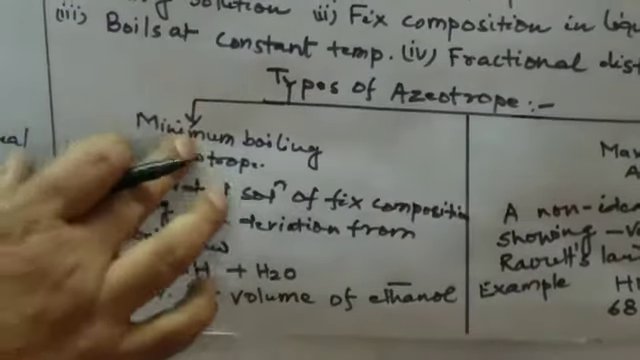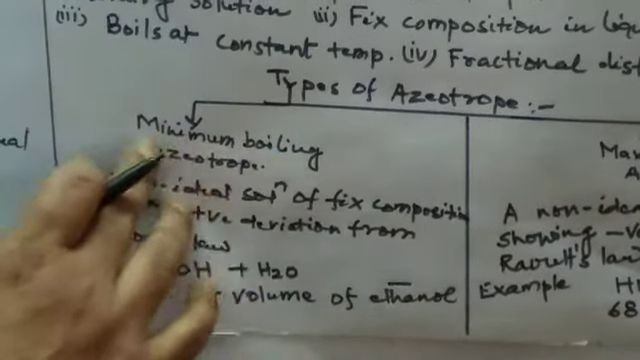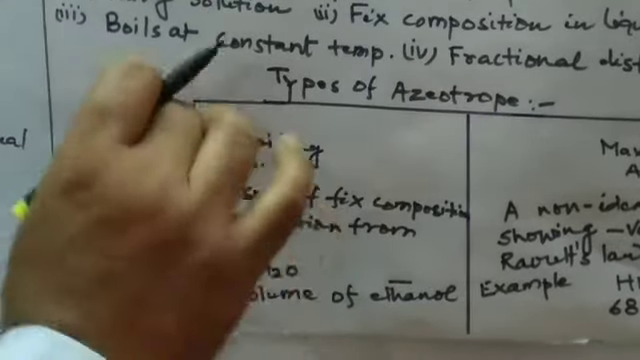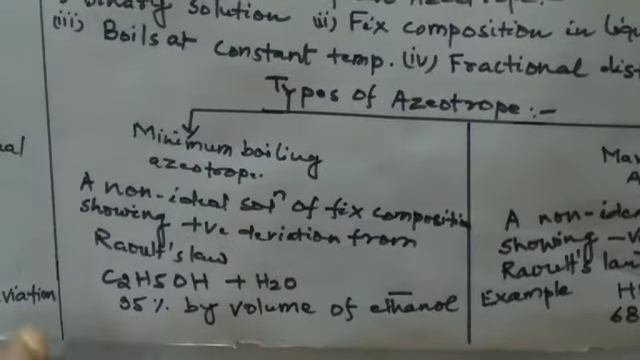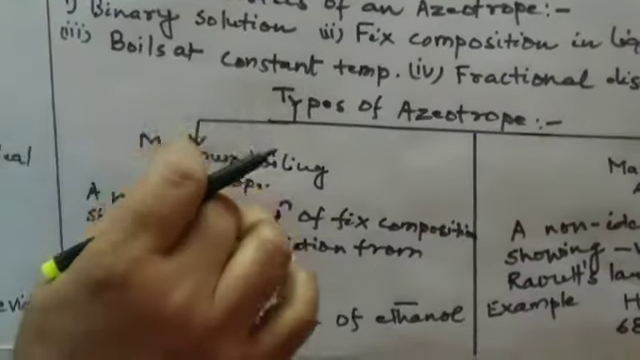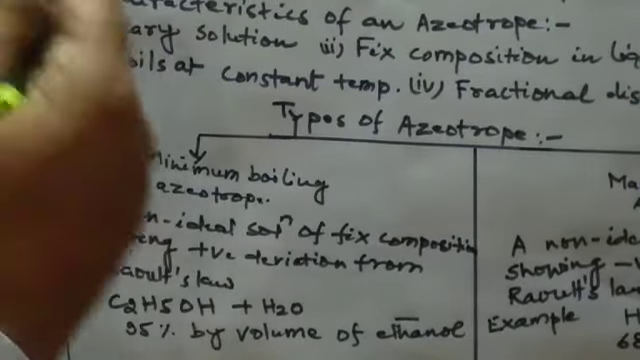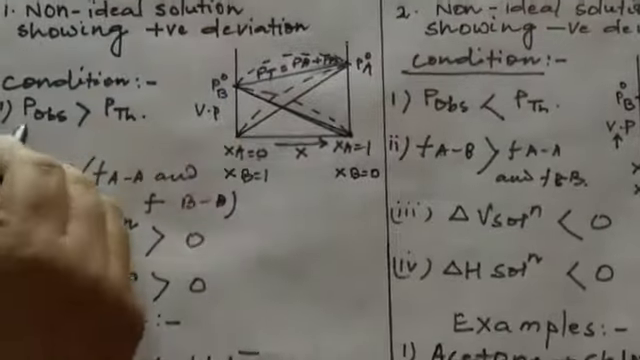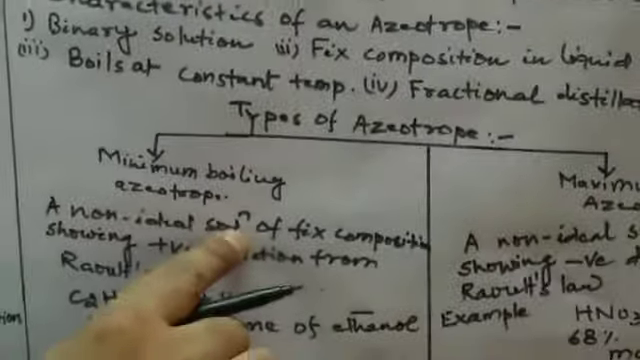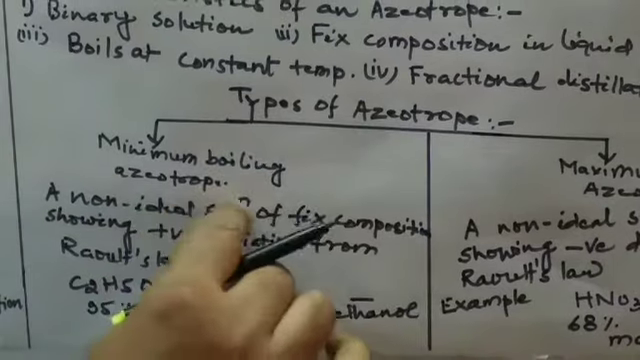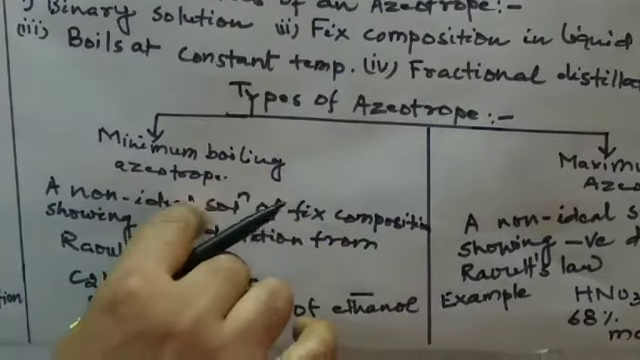So what happens in a minimum boiling azeotrope? Minimum boiling azeotrope means the azeotrope is forming more vapor. That means they are more volatile on mixing. That means if the vapor pressure gets increased, the non-ideal solution is showing positive deviation. So if P observed is greater than P theoretical, then a non-ideal solution of fixed composition showing positive deviation from Raoult's law is said to be a minimum boiling azeotrope.